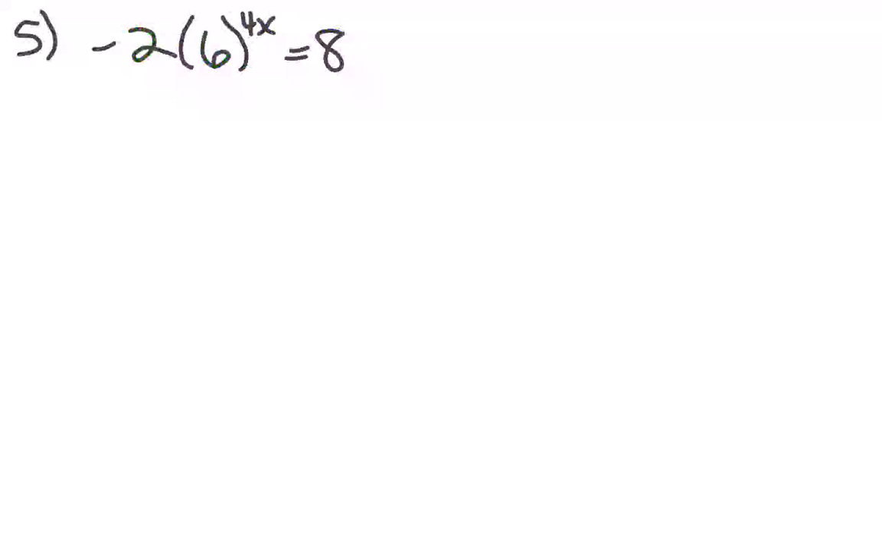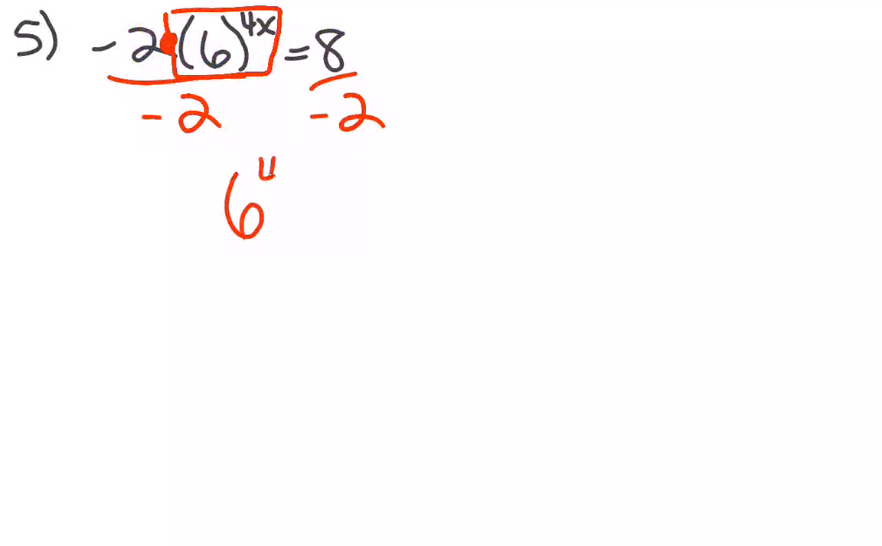Okay, so in number 5, here's my base, all about that base. Okay, how do I get my base by itself? Well, it's attached to this -2 with multiplication, so I'm going to divide. And at this point, we're going to use our brain. Can I raise 6 to any power and get out a negative number? No. No solution. Move on with your life.